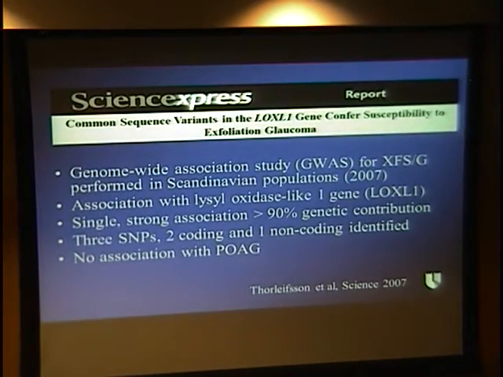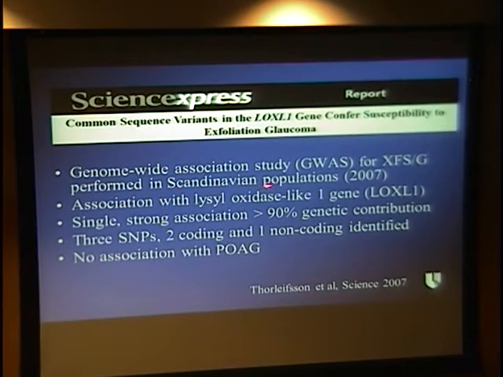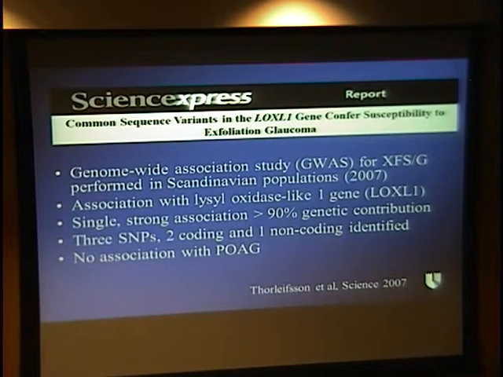But what they also reported in 2007 was a genome-wide association study of exfoliation syndrome and glaucoma patients in the Scandinavian population. The initial data set was in Iceland, and then there was a corroborative data set in Sweden. And what they found was a single strong association with a 90% genetic contribution of this gene, lysyl oxidase-like 1, LOXL1 is what we'll refer to it as. They found three single nucleotide polymorphisms, or SNPs, that were associated with that. Two were coding protein changes, and one non-coding. And they also found there was really no association with primary open-angle glaucoma, which was of great interest at the time. So in fact, supporting what many of us thought, this is a separate disease. This is not like primary open-angle.